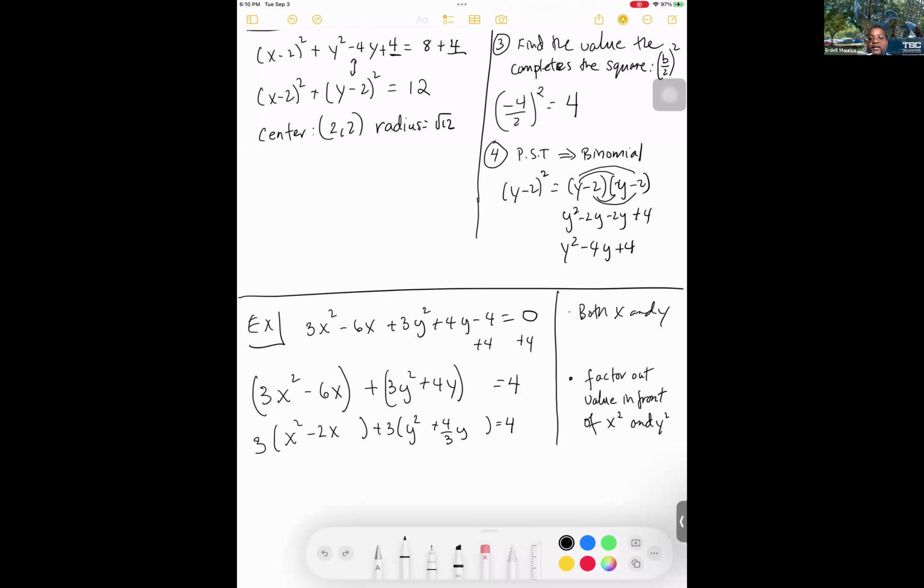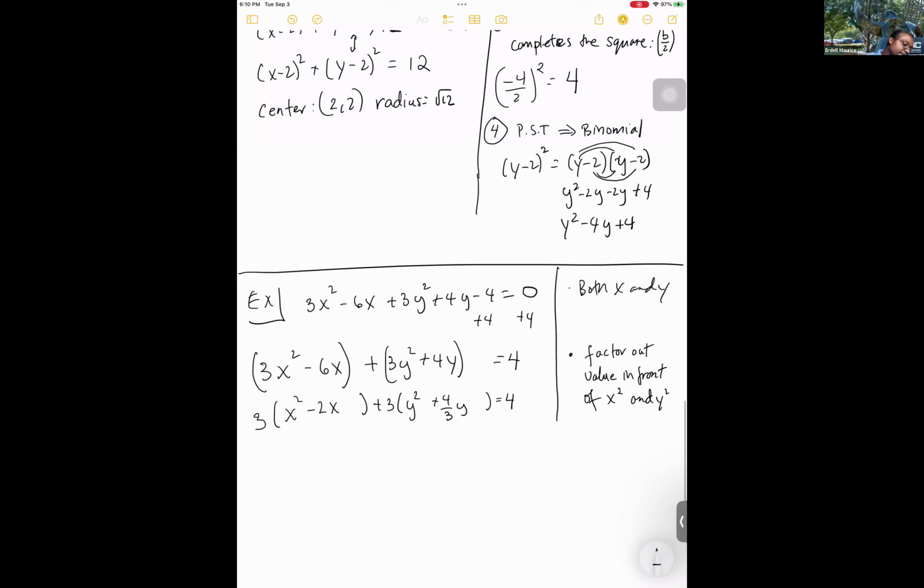But that allows me now to complete the square, because I can now find the missing value for the x, and I can find the missing value for the y's. I'm out of space. All right, so to find the first number, that's going to be -2 divided by 2 squared, which is just going to be 1. So I'm going to put a 1 right here.